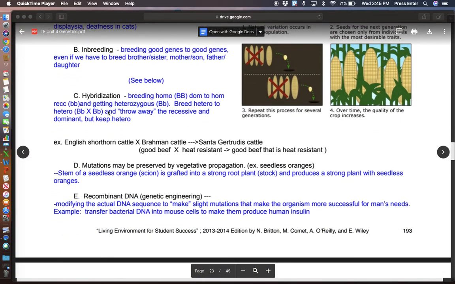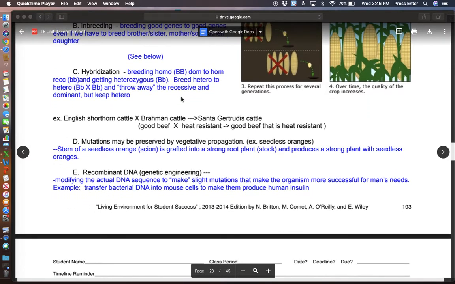Hybridization. Okay, right here. Breeding a homozygous dominant, let's say big B, to a homozygous recessive little b, and getting all heterozygotes. Okay? It doesn't take rocket science to figure out if you had a Punnett square that went big B, and little b. Everything in there would be big B, little b. The heteros are then bred together, and you throw away anything that's recessive, but you keep the dominants and the heteros. That's hybridization.